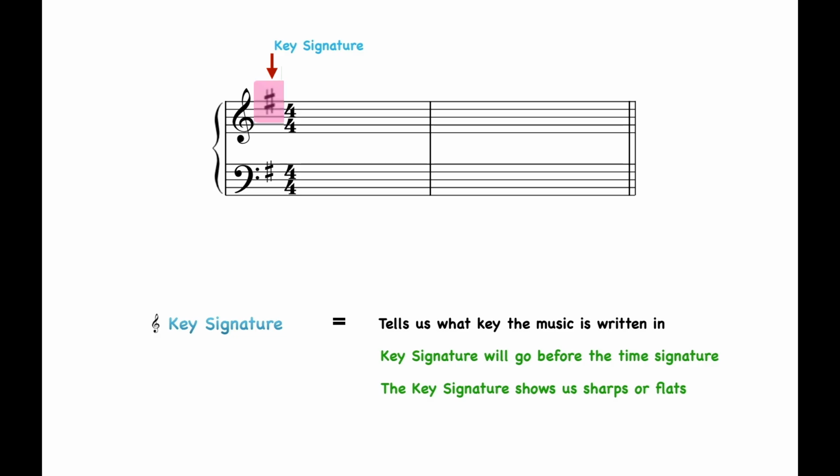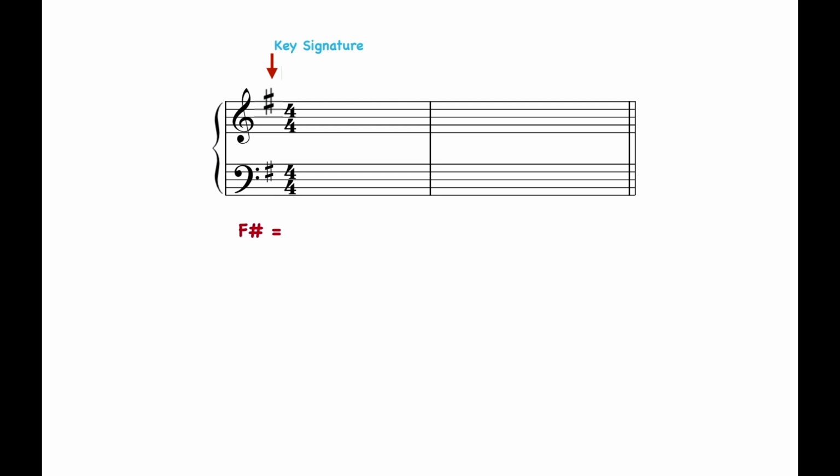So here we have an F sharp in the treble clef and we have an F sharp in the bass clef. So what we have to ask ourselves is what scale have we learned that has an F sharp in it? Well, hopefully you'll remember this. It's the G major scale. So the G major scale is all the white notes except the F sharp, which is a black note. So when we see a key signature with an F sharp in, we know that this piece of music has been written in the key of G major.